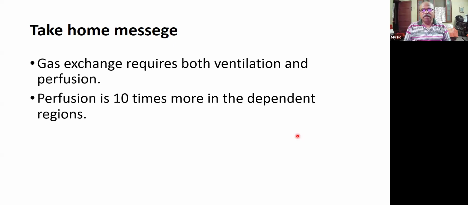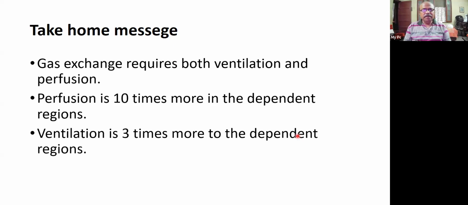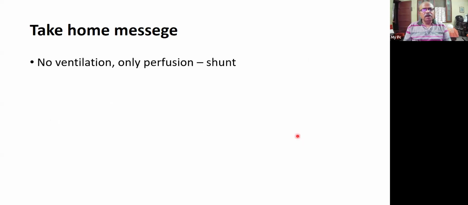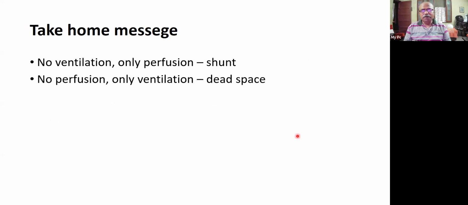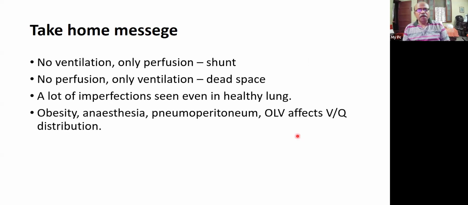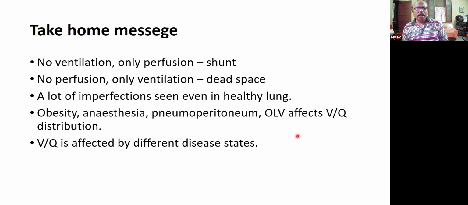Perfusion is 10 times more in the dependent regions. Ventilation is 3 times more in the dependent regions. The fall in the ratio as we go down the lungs is from 3 to 0.6. No ventilation, only perfusion, is shunt. No perfusion, only ventilation, is dead space. A lot of imperfections are seen even in healthy lungs. Obesity, anesthesia, pneumoperitoneum, and lung ventilation affect the ventilation perfusion distribution and are affected by the different disease states.